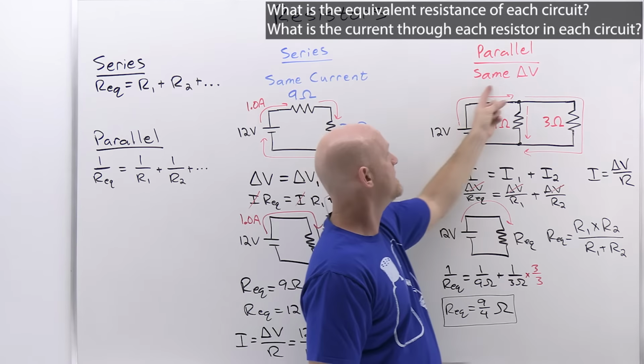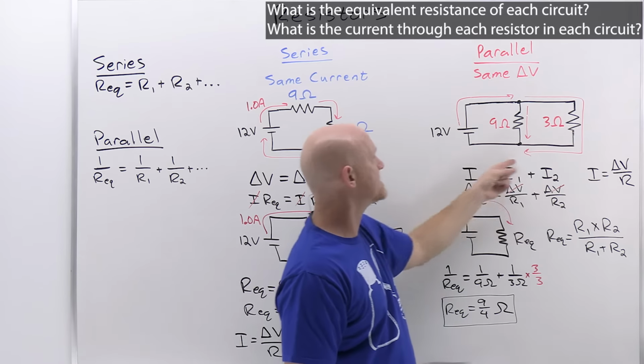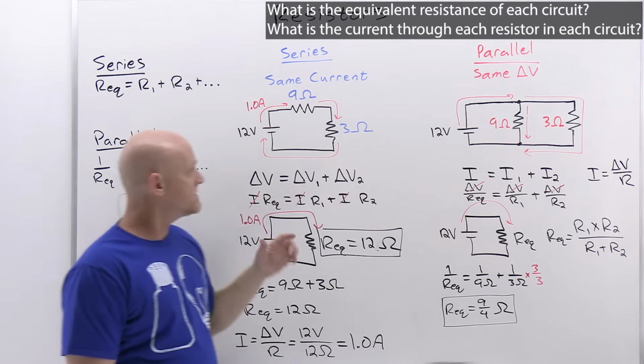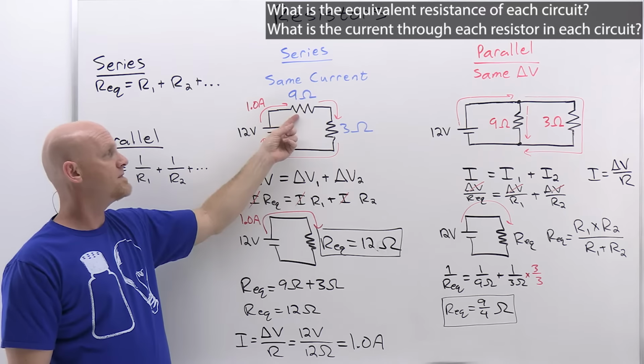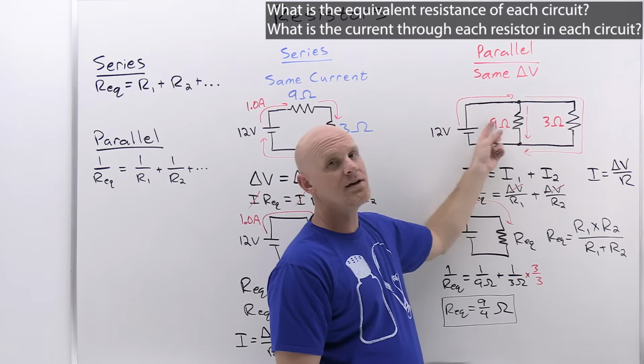Same thing on the big loop right here. If I've got a 12 volt increase right here, then I must have a 12 volt decrease right here. That wasn't the case over here. In the series case, the voltage drop on this one and this one combined was 12 volts, but here it's 12 volts on either one.